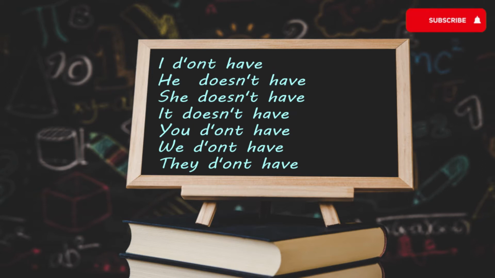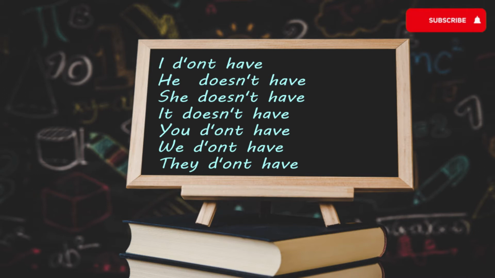Okay, first, for I, we use I don't have. Remember, don't is a contraction for do not. I don't have. For he, she, and it, we use doesn't have. Doesn't is a contraction for does not. He doesn't have. She doesn't have. It doesn't have.